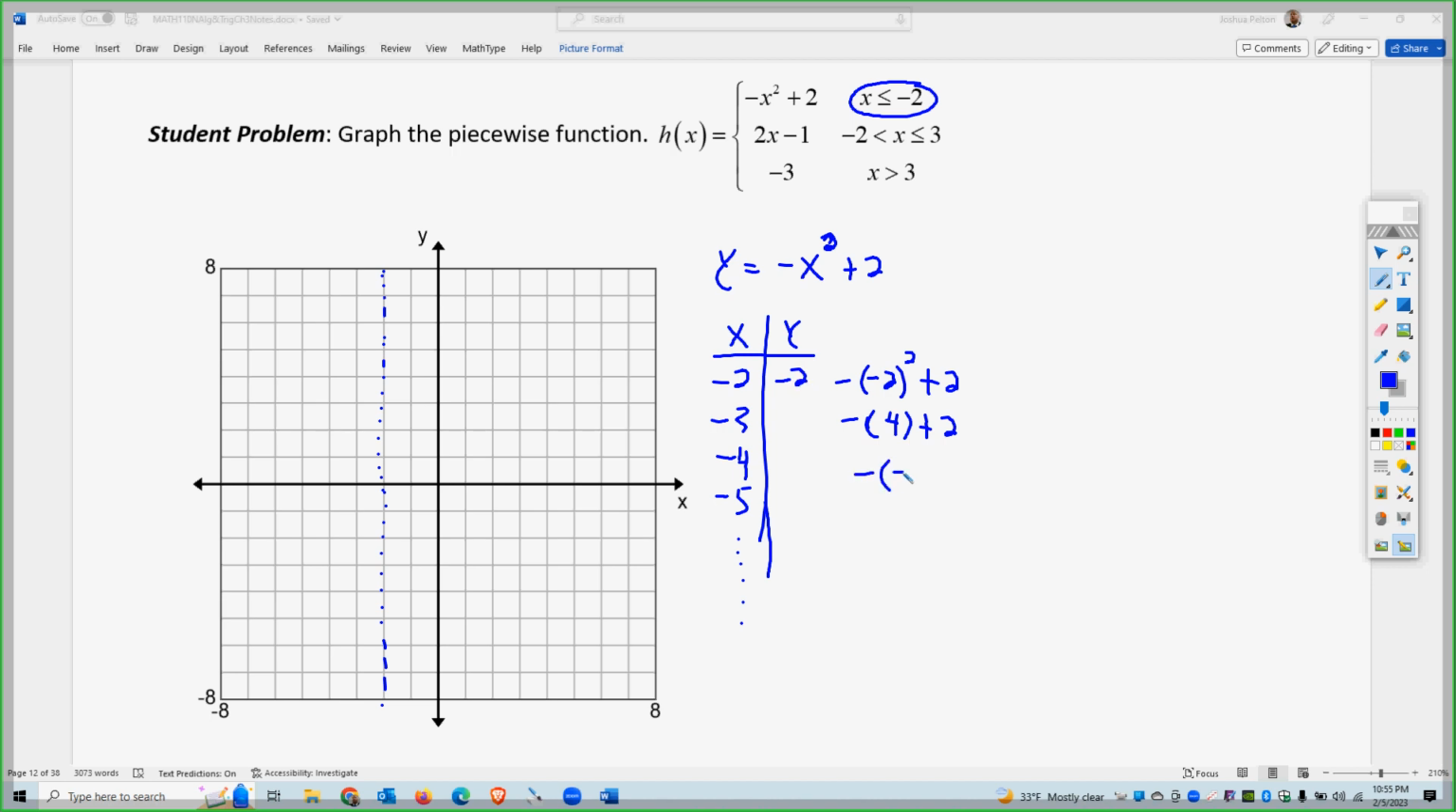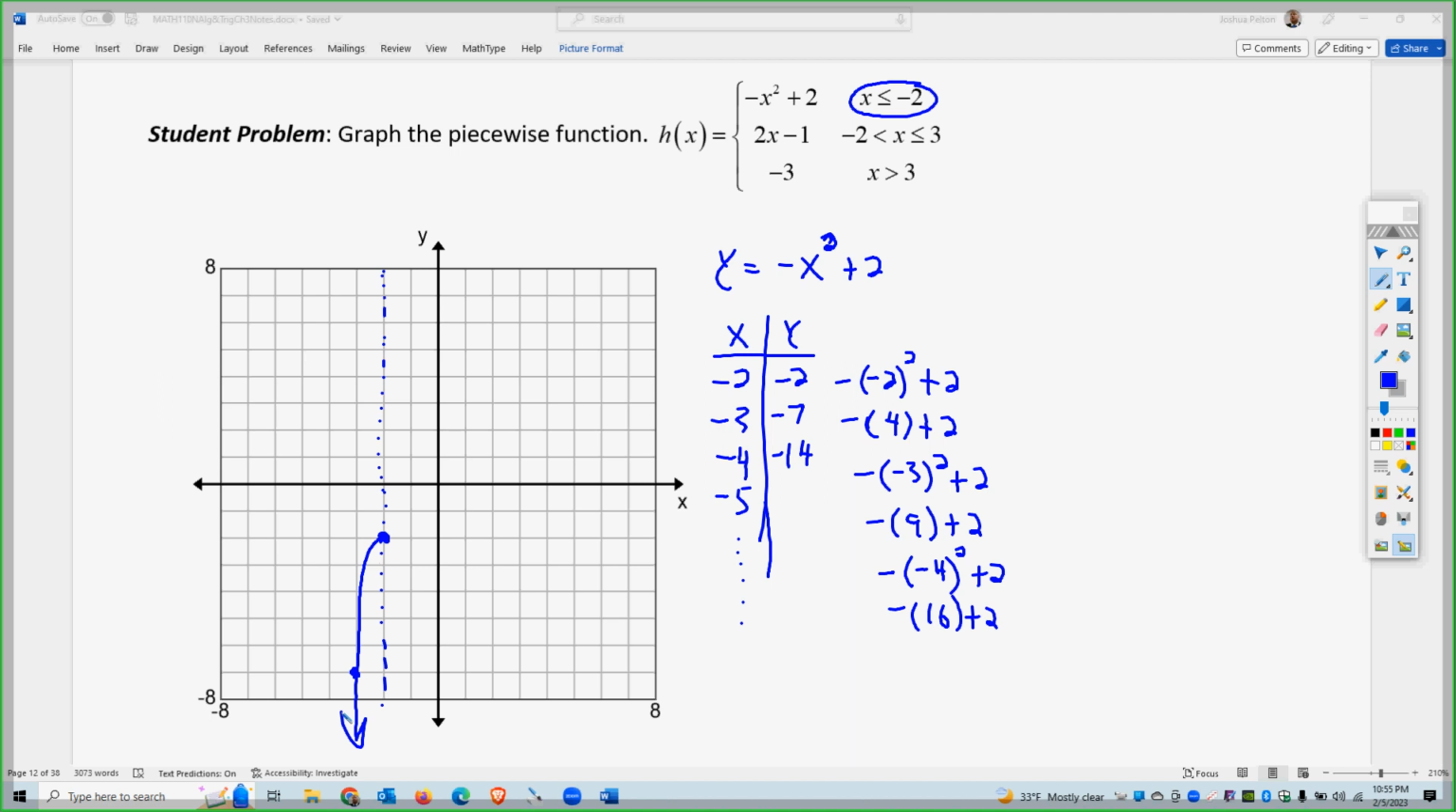Okay, so I'm going to plug in negative 3 now. So that's going to give me negative 9 plus 2, so that's negative 7. I think we're going to go off the graph here. I don't think I even need to do another one, because that's going to be negative 16 plus 2, so negative 14. I don't think I need to do any more. Okay, so at negative 2, I'm at negative 2. That's a closed circle, according to my domain. At negative 3, I'm at negative 7. 1, 2, 3, 4, 5, 6, 7. The next one's off the graph, so we're just going to do that right there, and that is good enough.